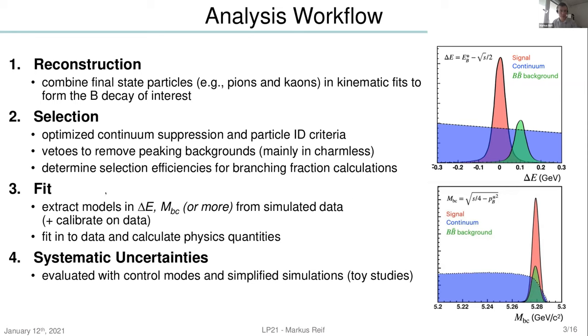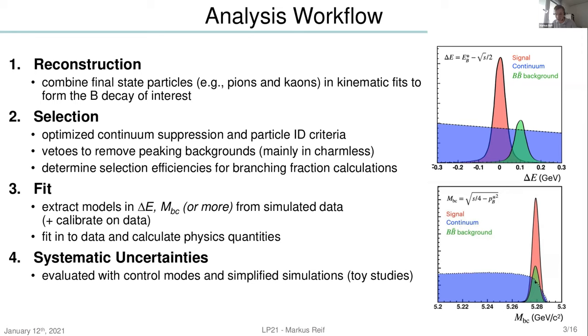The third step is to fit the sample that we have in the end. For this, we use observables that have nice distinction power between signal and background. Typical ones in these B experiments are delta E, which is shown here, which is the difference between the reconstructed energy of the B and half of the beam energy, and MBC, which is the beam constrained mass. It's basically the reconstructed mass of the B, but instead of using the energy of the B, we use half of the beam energy, which is more precisely known.